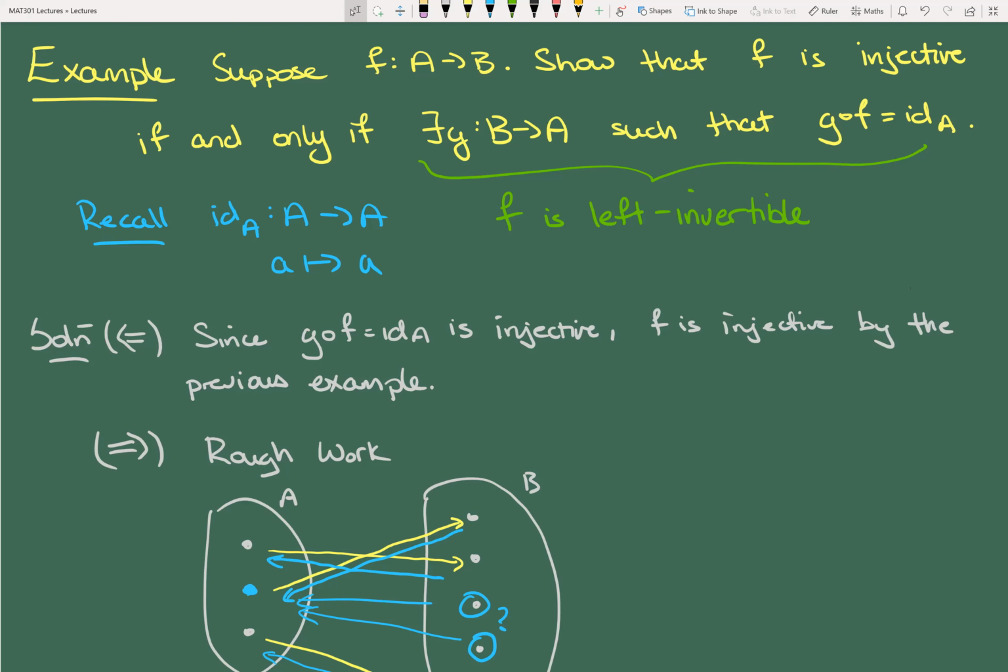Show that f is surjective if and only if there is a map g from B to A such that, and now switch g and f, right? It becomes the identity on B, so that f composed g is the identity on B instead, namely that f is right invertible. And then you'll see that a function is bijective if it's both injective and surjective, which we know is then equivalent to being both left invertible and right invertible. And it's not too hard to prove that if you're left invertible and right invertible, then you are invertible and that inverse is unique, okay?